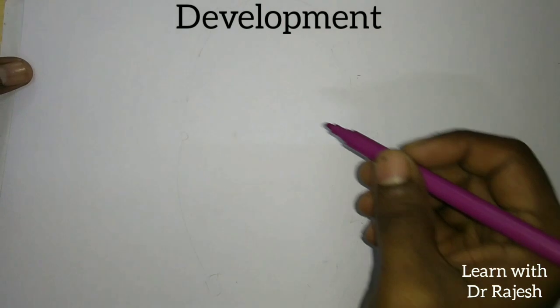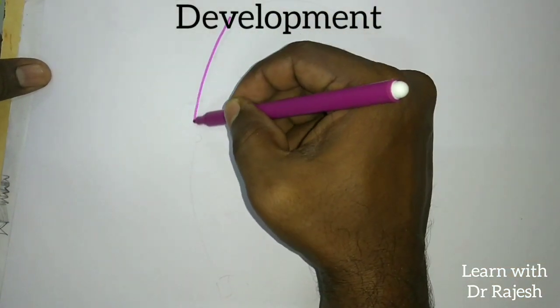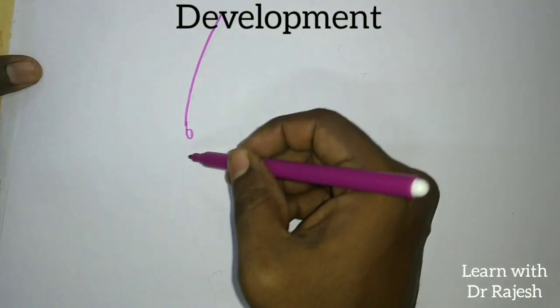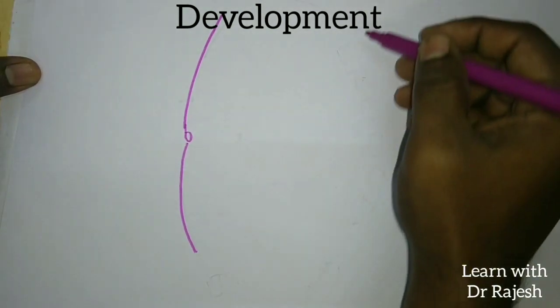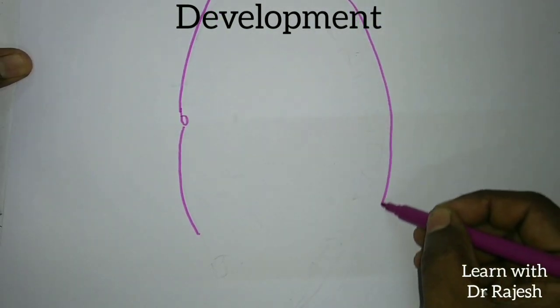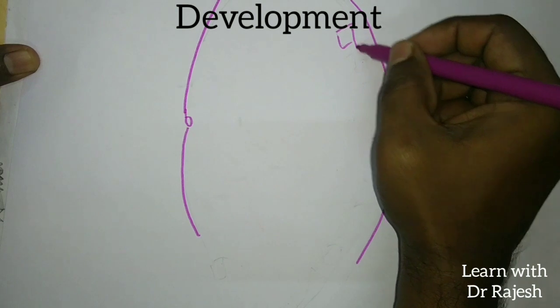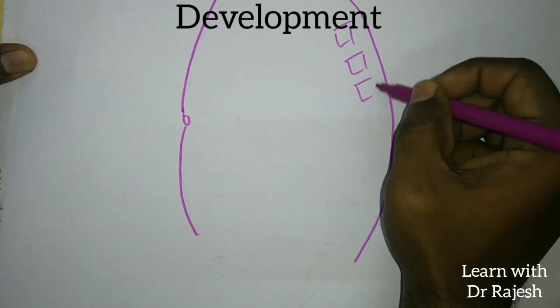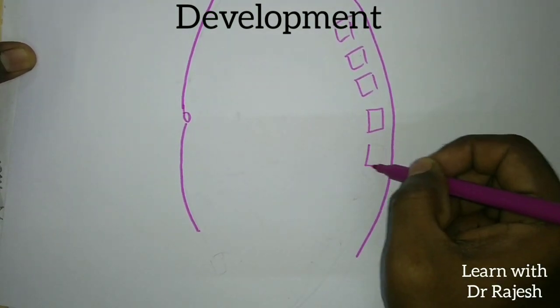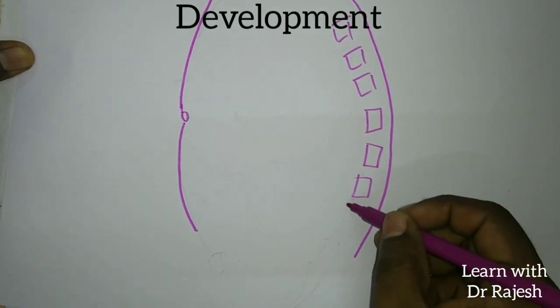Now coming to the development of the spleen. This is the anterior abdominal wall. This is the umbilicus. This is the posterior part, the posterior abdominal wall with the vertebrae.